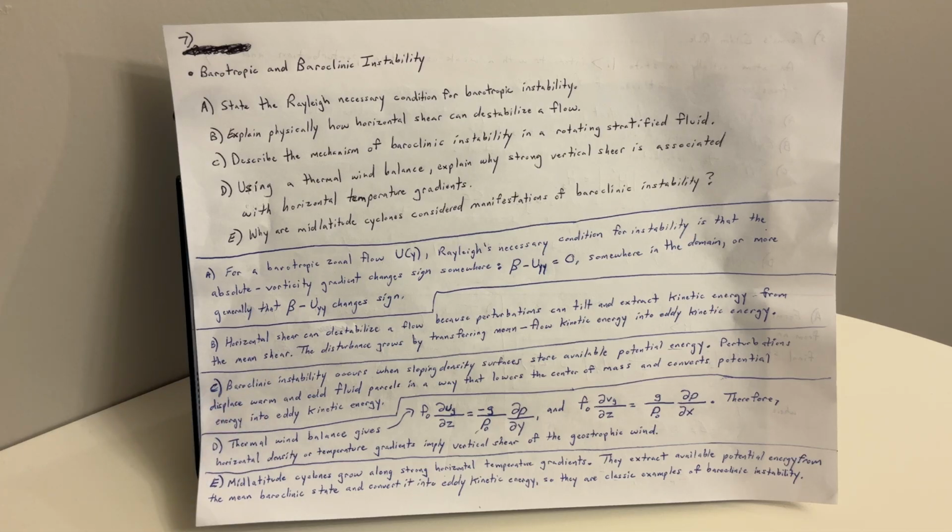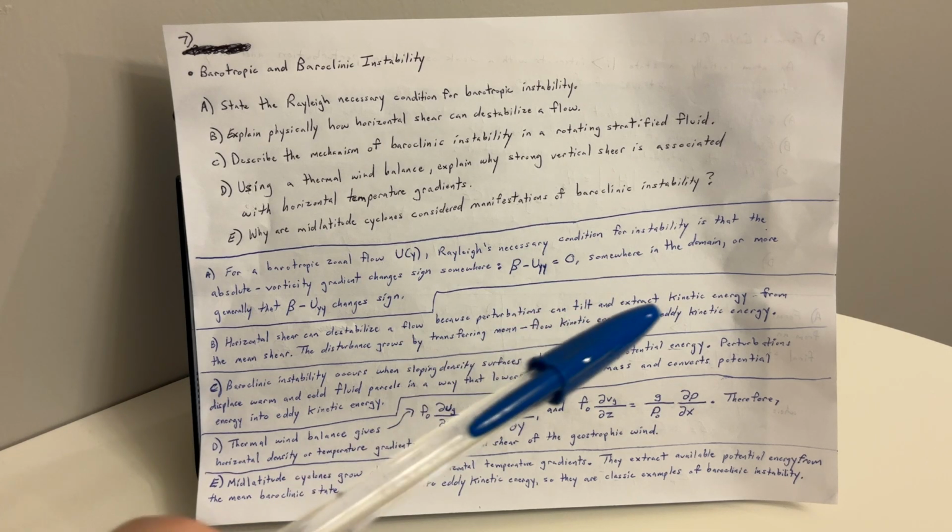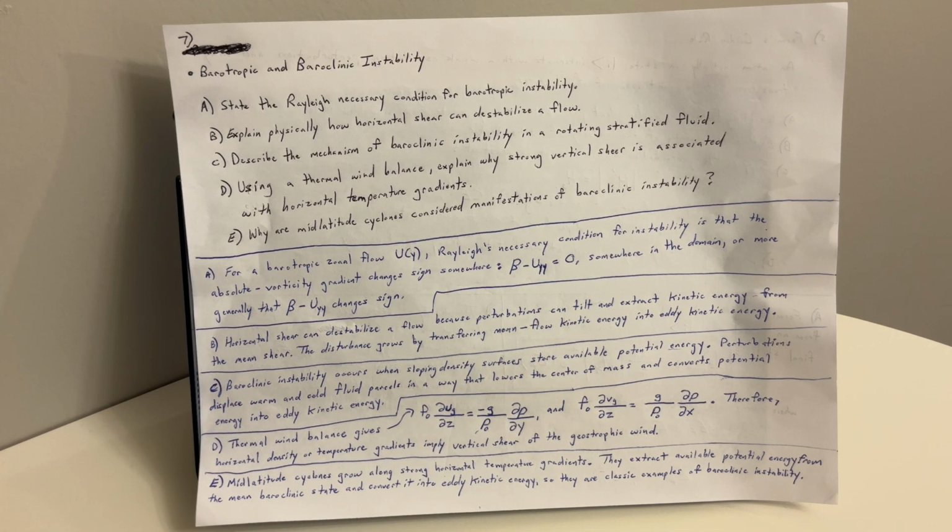Letter B, explain physically how horizontal shear can destabilize a flow. Horizontal shear can destabilize flow because perturbations can tilt and extract kinetic energy from the mean shear. The disturbance grows by transferring mean flow energy into eddy kinetic energy.